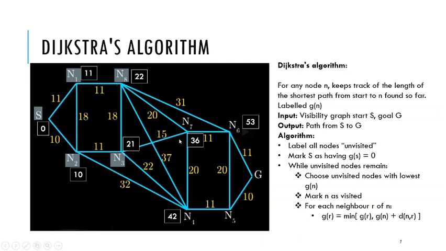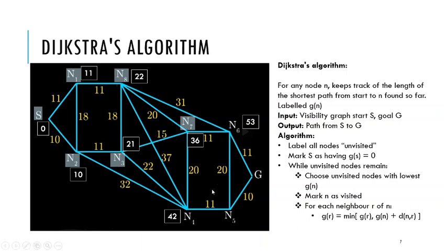And n4 is also a neighbor for it, and the length of the path could be 22 plus 37, that's 59, but we already have 42, so we will skip the 59 over here. Okay, now let's keep going. What's the lowest number that I have right now? So we have 36, 53 and 42, so we will mark and we will visit n7. So it's visited now.